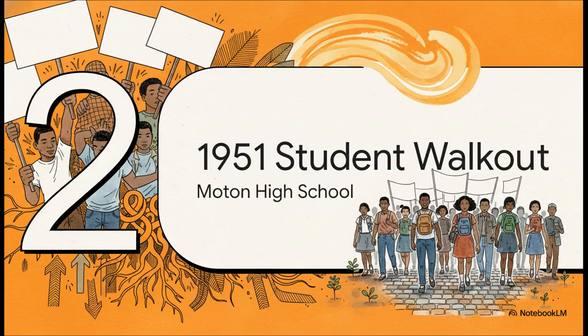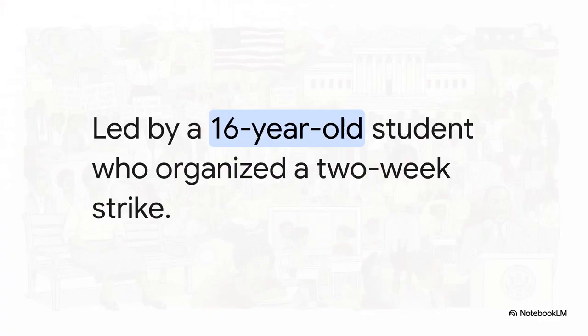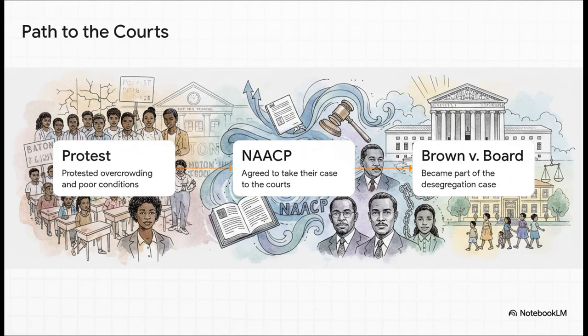So that brings us to Section 2, the 1951 Student Walkout. Now, what's really interesting about this grassroots action is the age of its leader, 16. I mean, think about that. In 1951, a 16-year-old high school student named Barbara Johns decided she had simply had enough. She organized a 2-week strike against entrenched, legalized segregation right at her own high school in Farmville, Virginia. Talk about bravery, right?